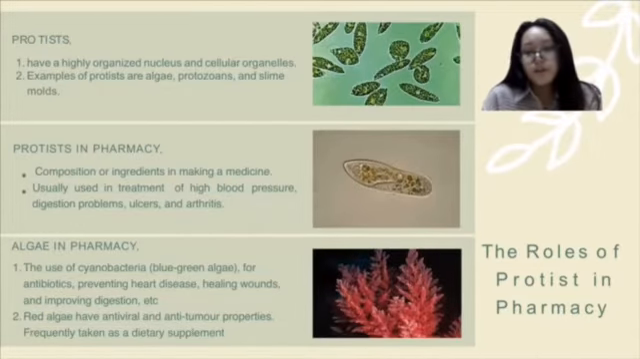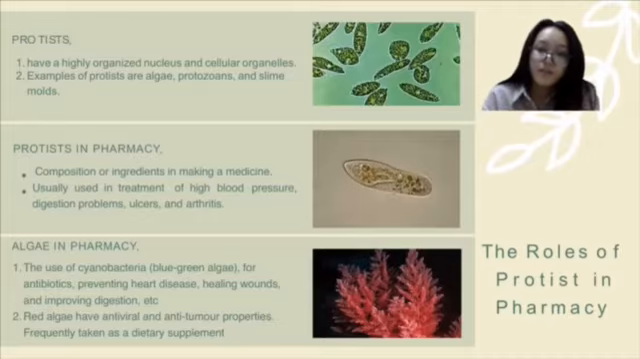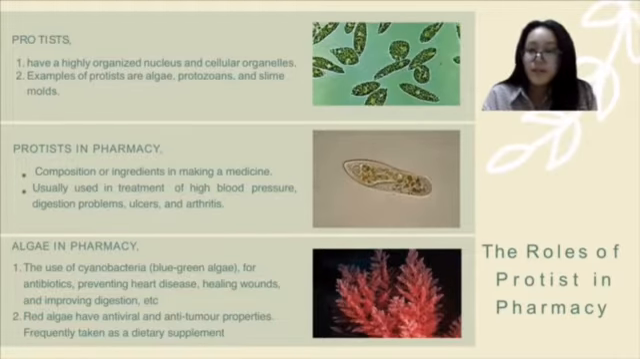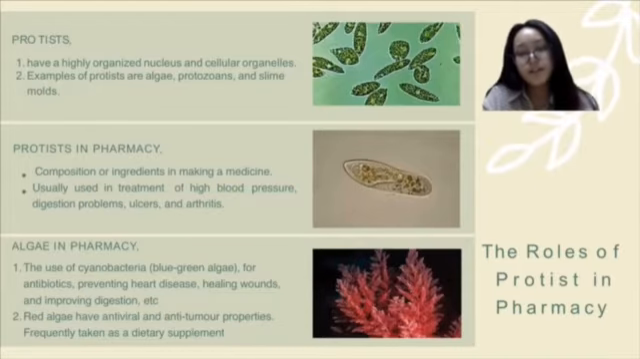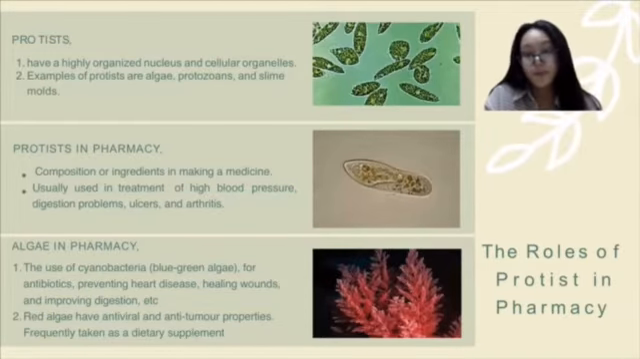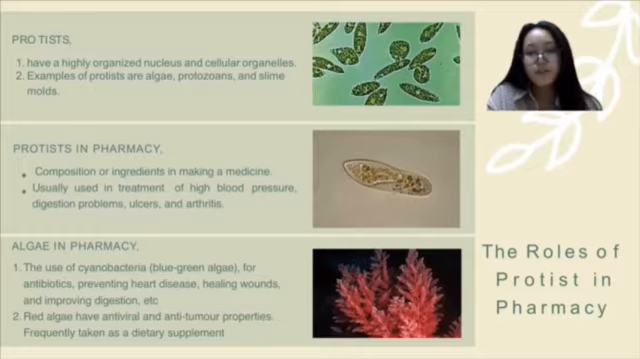Now, the role of protists in pharmacy. Protists can be used as one of the compositions or ingredients in making a medicine. Medicines that are made of protists are usually used in treatment of high blood pressure, digestion problems, ulcers, and arthritis. In addition, protists can also be used for scientific studies. As I said before, one of the examples of protists is algae. Now, I'm going to explain the role of algae in pharmacy.